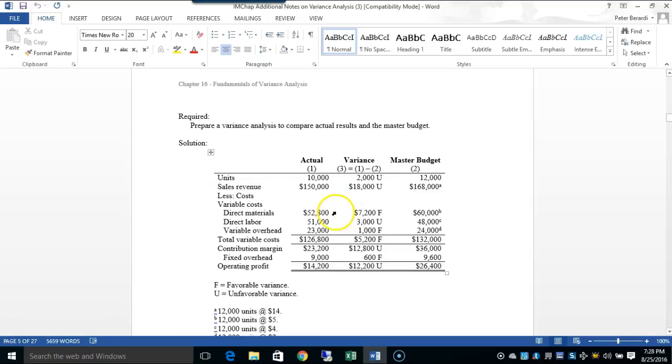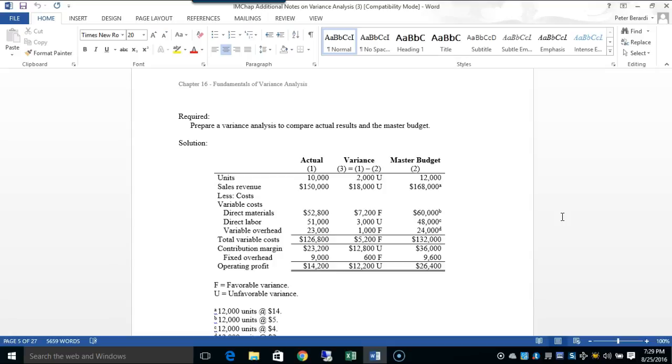In this case, direct materials was $7,200 less than budget. Therefore, that was favorable. Direct labor was $3,000 over budget. It was unfavorable. Variable overhead was $1,000 below budget. Therefore, it's favorable.